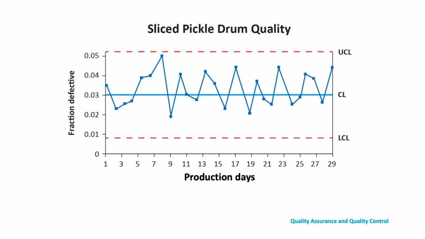Once we plot all the numbers in this chart, we can see that all the percentages are below the upper control limit and above the lower control limit, indicating that the process is under control.